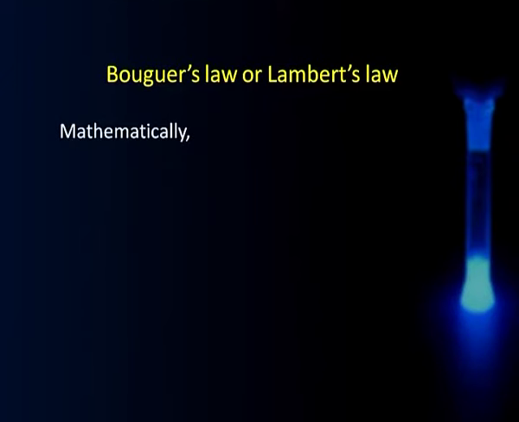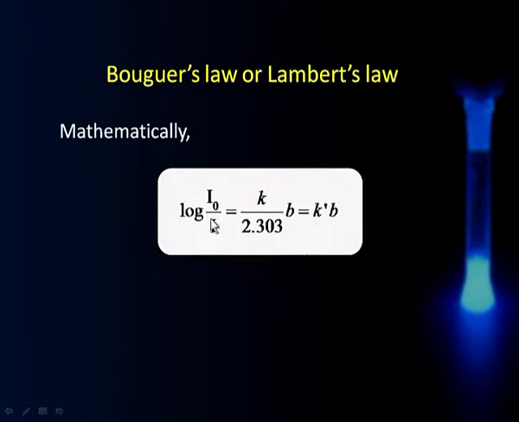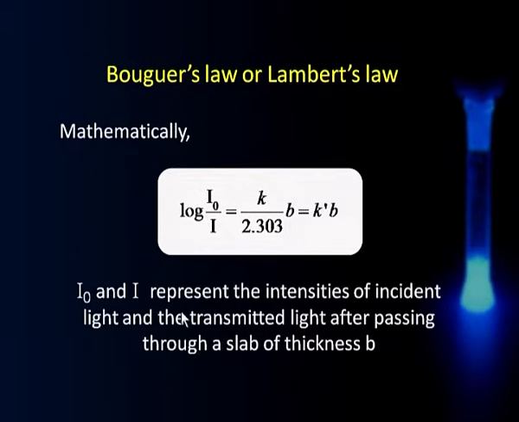Now the mathematical expression for that is log of I naught by I is equal to k by 2.303 into b, where b happens to be the thickness of the medium and k is a constant. You can say this k by 2.303 is k prime, so log of I naught by I is k prime b. Now this I naught and I are the intensities of the incident light and that of the transmitted light, b is the thickness, and this k is in a way a constant of proportionality. Similarly, let's talk about Beer's law.